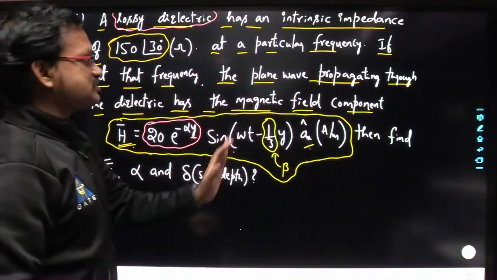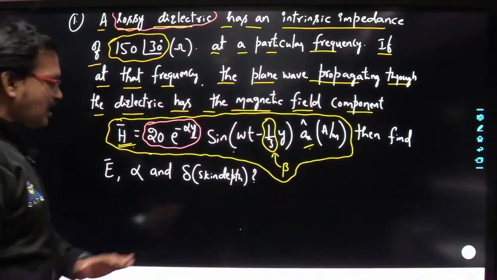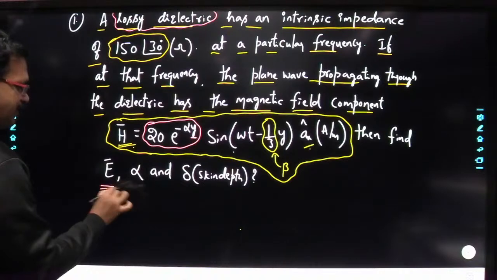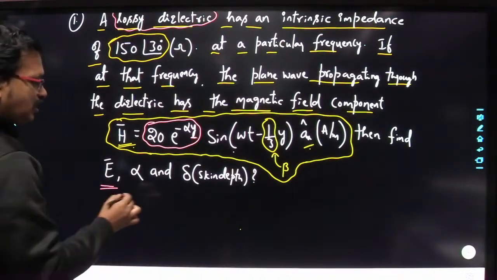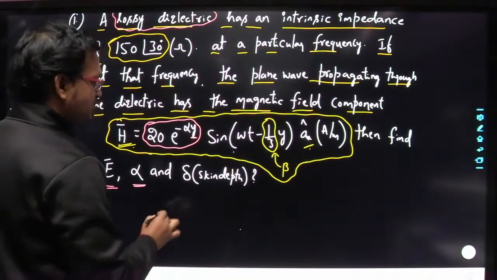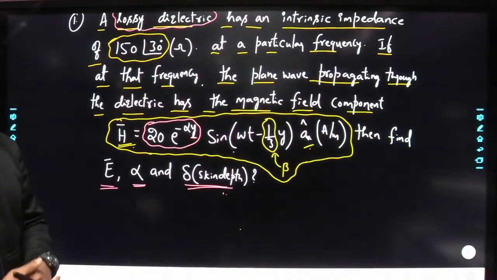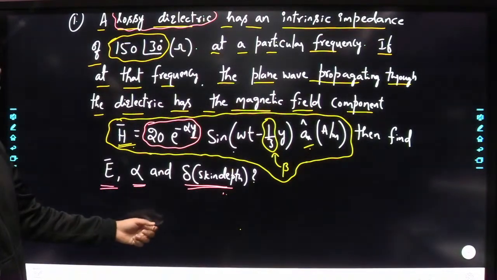They have given this expression and the intrinsic impedance of this lossy medium, and they are asking to determine its corresponding electric field, the attenuation constant of this medium, and also the skin depth of this medium. These are the things they are asking to determine.